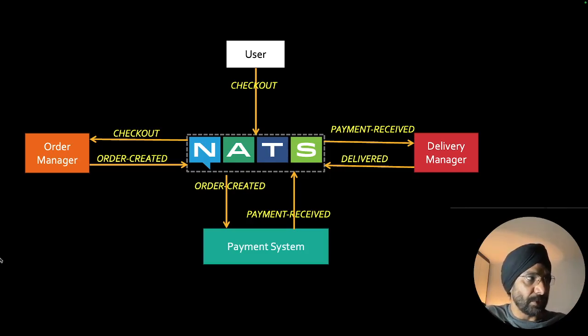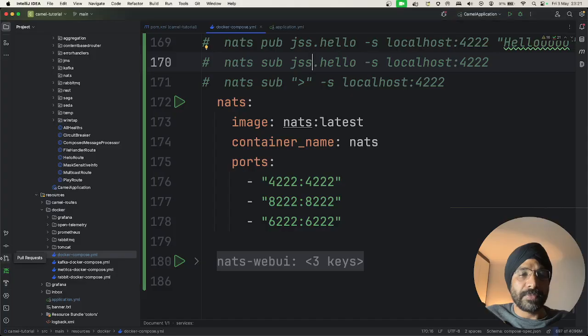We'll write the user module, order manager, payment system, and delivery manager. I'm not going to spend the whole day over here. In the next 2-3 minutes you will notice how we can quickly build these things. So first thing you would like to do is install the NATS server. What I have done over here is I am using Docker, so using Docker, I'm going to run the NATS server. How do you do that?